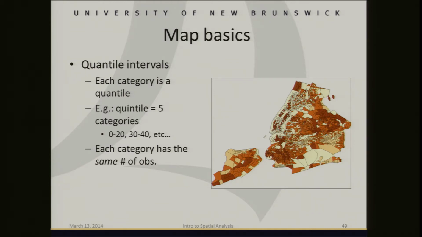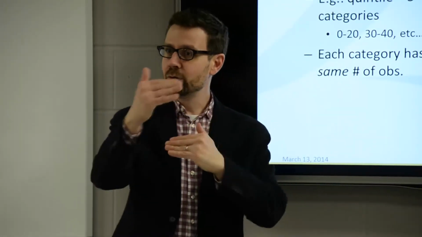This is a city in Chile where I was working for my PhD. And each one of these is a city block. And this is looking at quintiles of poverty. So quintiles, there are 5 categories, 0 to 20, 30 to 40, the different poverty quintiles.